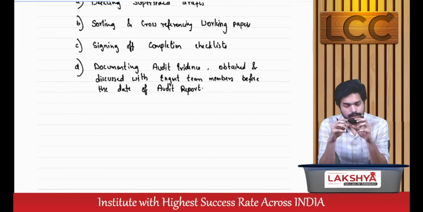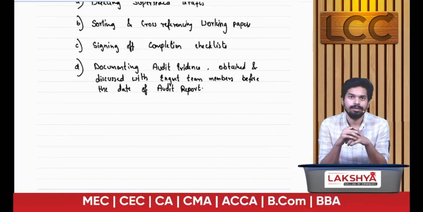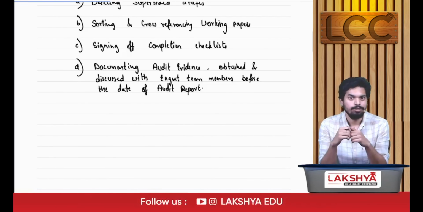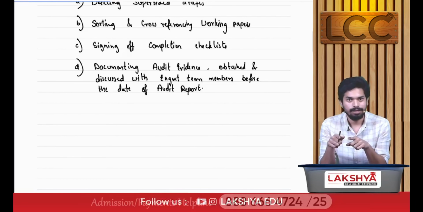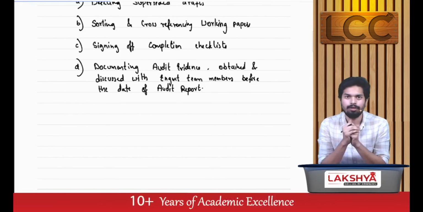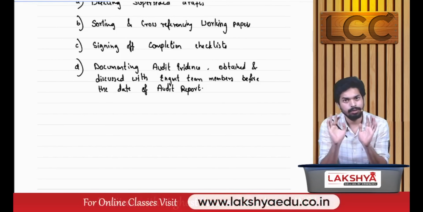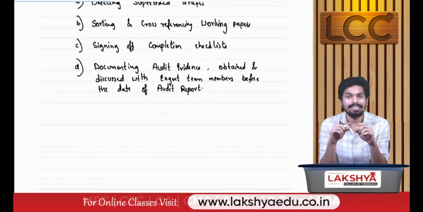And you have discussed this response with the engagement team members also, but you forgot to document it. Now, while assembly, you got to know that there is an audit evidence obtained and you have also discussed it with the engagement team members before the date of audit report. Whether you can document it now while assembly, yes, you can document it. This is also considered as an administrative change.